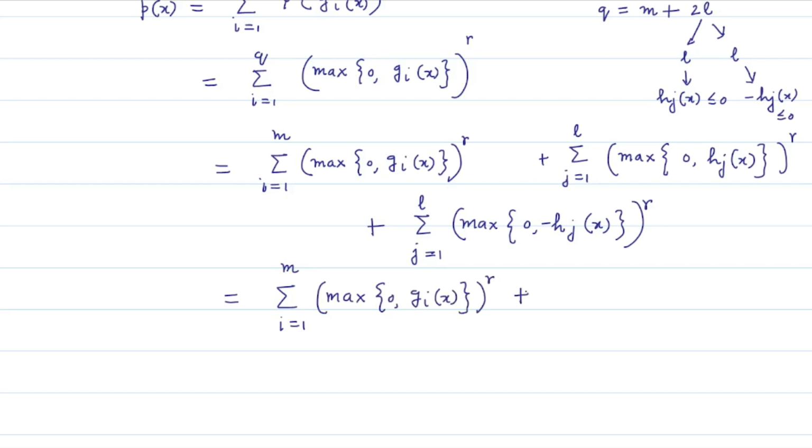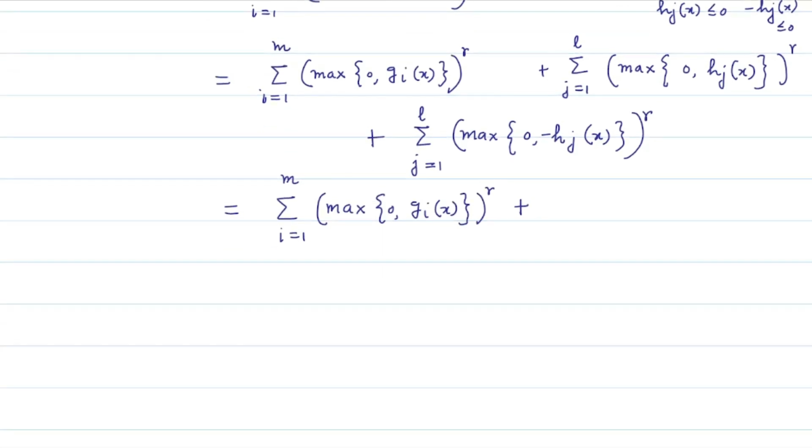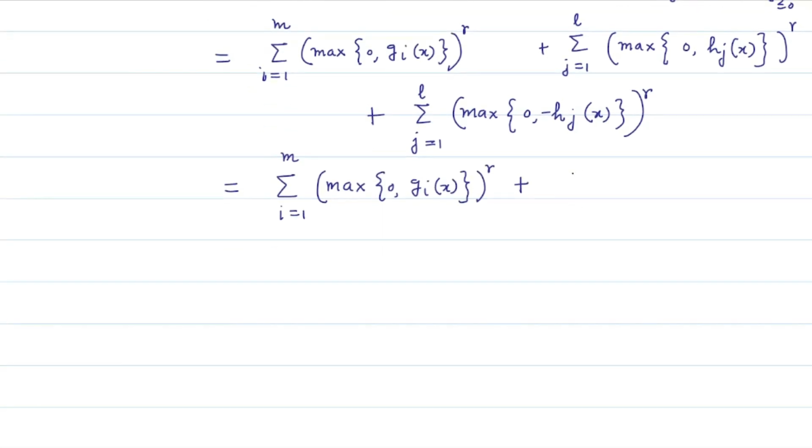Now we consider the second and third summations, and you consider joining them. In the joint terms you notice that for each j from 1 to l, you have one term that is the maximum of this quantity to the power r, and another term that is the maximum of 0 and minus hjx to the power r. Fine.